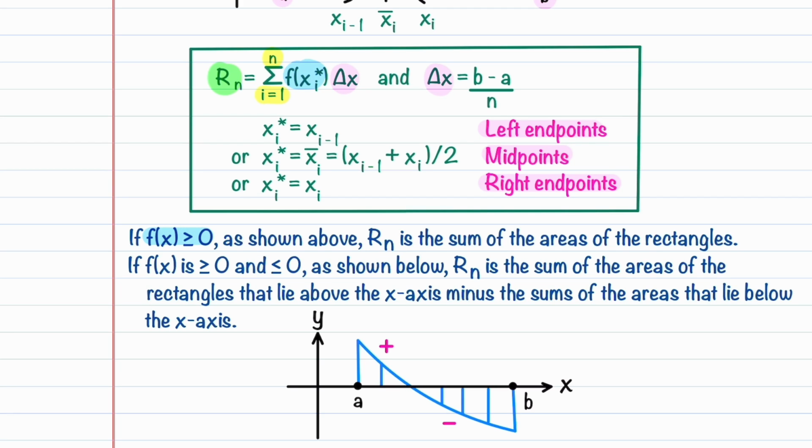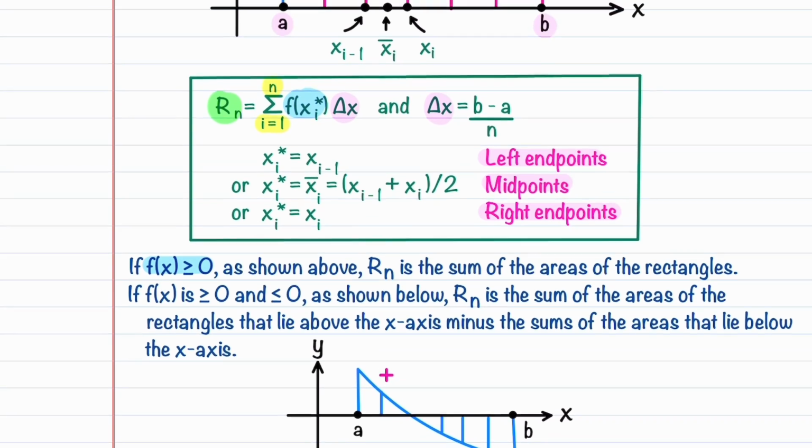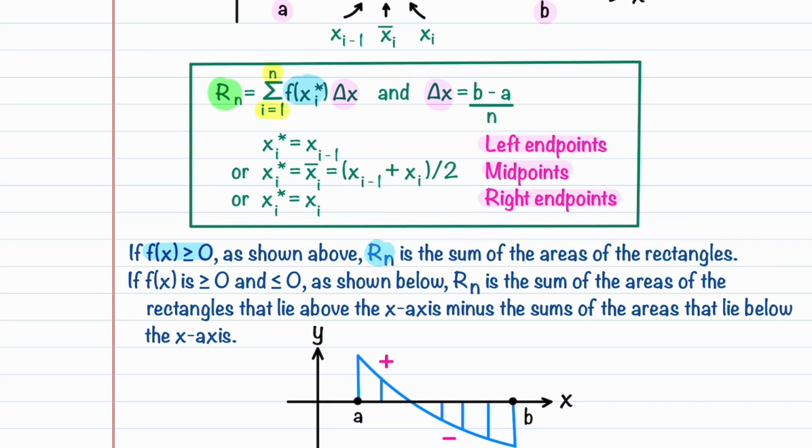If f of x is greater than or equal to 0, shown in the graph up here, R sub n is the sum of the areas of the rectangles. If f of x is greater than or equal to 0 and less than or equal to 0, that just means you have a curve like the one shown down here that lies above the x-axis and below the x-axis, then R sub n is the sum of the areas of the rectangles that lie above the x-axis, such as these, minus the sums of the areas that lie below the x-axis, which is these.